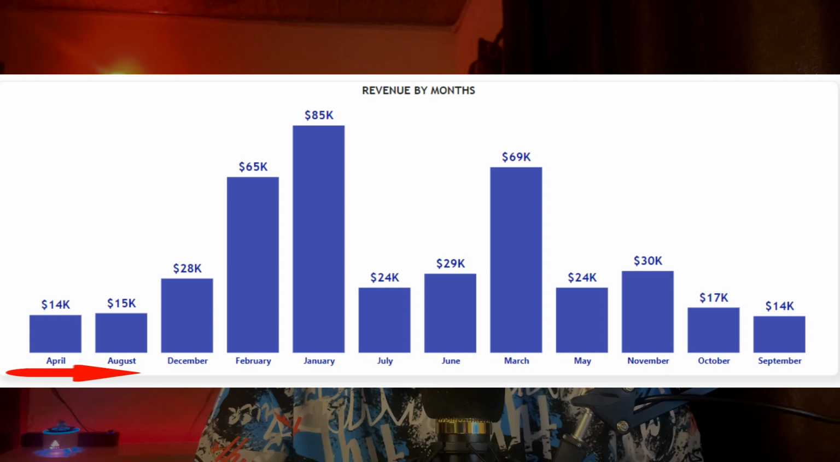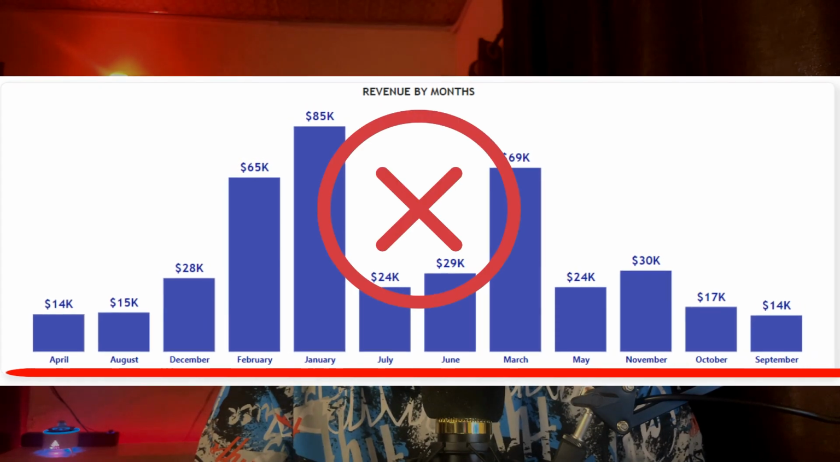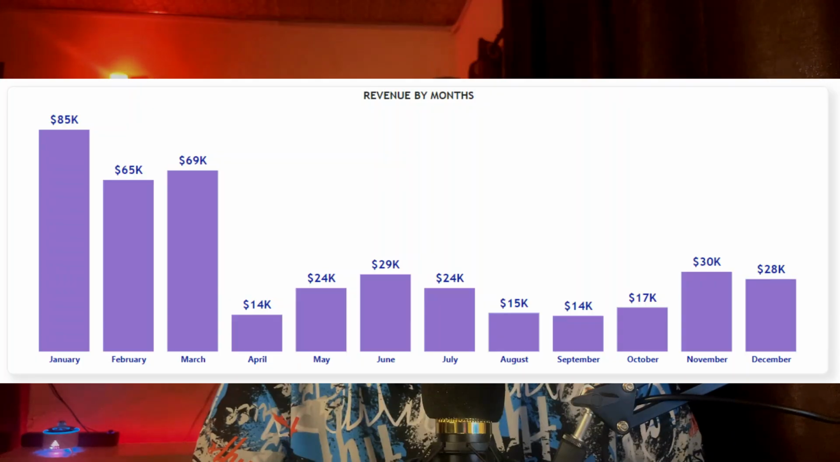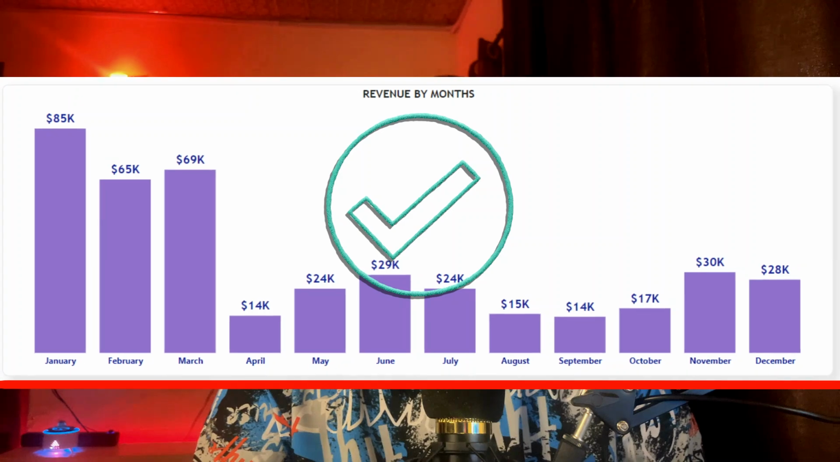What's up guys? In this video I will be showing you how to fix this issue where your date is displayed alphabetically instead of chronologically, or probably it's being sorted by the values that you're trying to display over the different months. Okay, so without wasting so much time, let's get straight to the video.